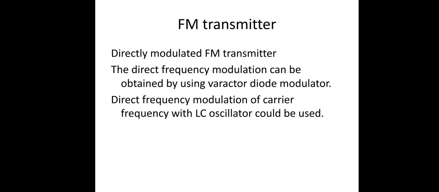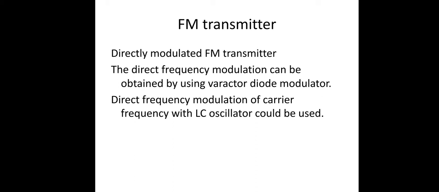First, the FM transmitter. It is a frequency modulation transmitter. What is a frequency modulation transmitter? It is directly modulated in the FM transmitter. Direct frequency modulation can be obtained by using the varactor diode. For direct frequency modulation of the carrier, an LC oscillator could be used.